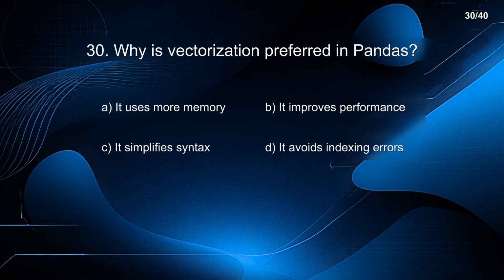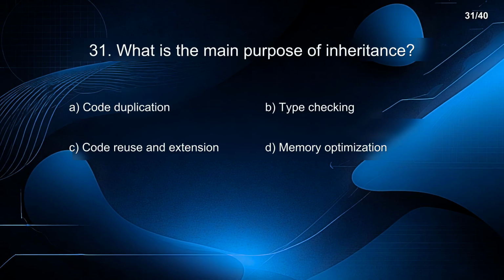Correct answer is B. It improves performance. 31st question. What is the main purpose of inheritance? A. Code duplication. B. Type checking. C. Code reuse and extension. D. Memory optimization.